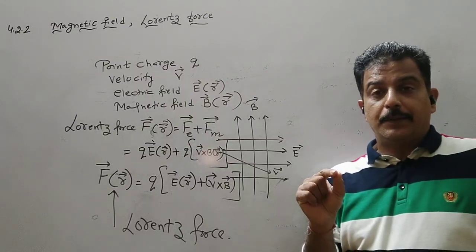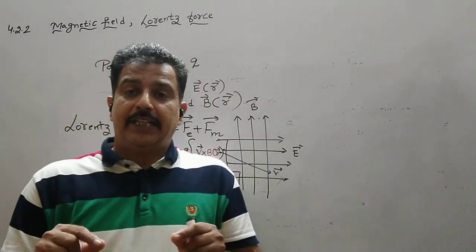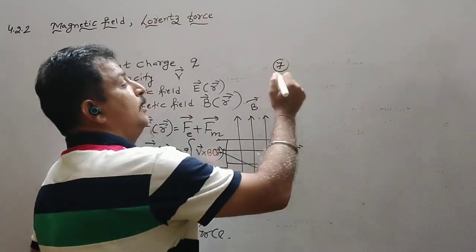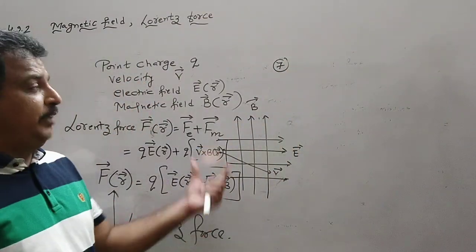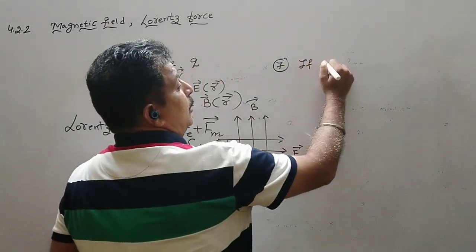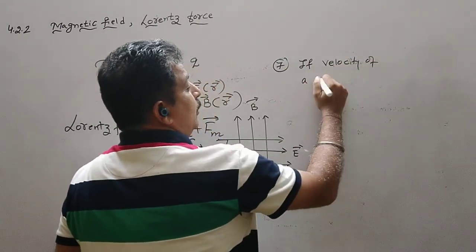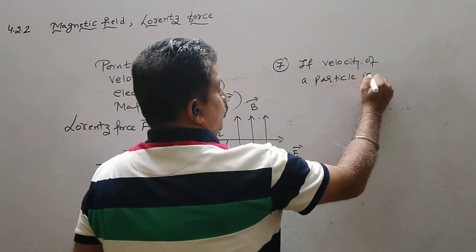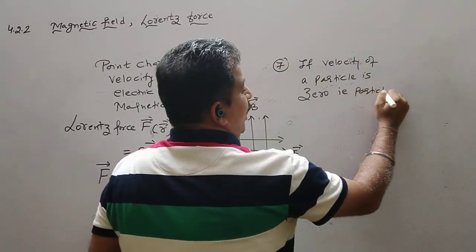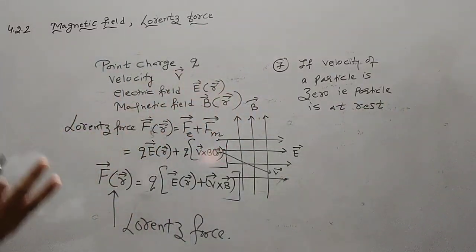You have to remember that magnetic force acts on a charged particle only when it is in motion. So if you can say it is the 7th point of magnetic force, we have discussed the 6th point. Now this is the 7th point. If the v vector, or the velocity of the particle, is 0, that is, the particle is at rest. Particle at rest means the first chapter, that is electrostatics.